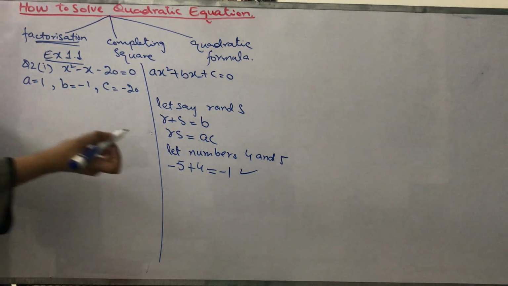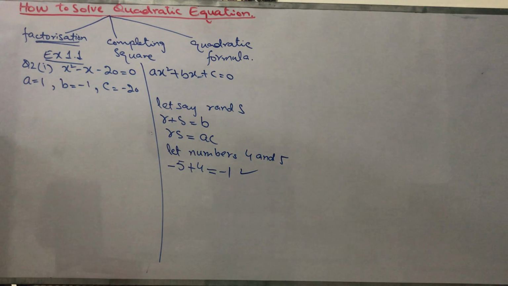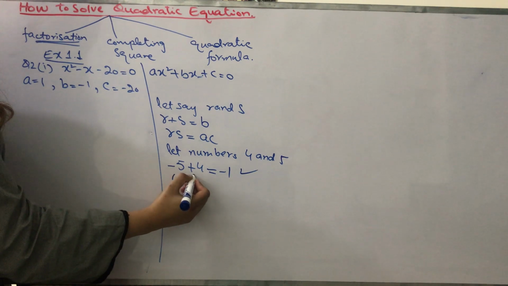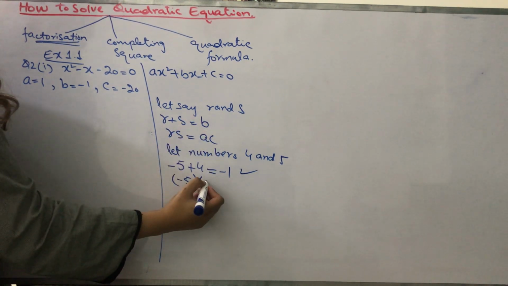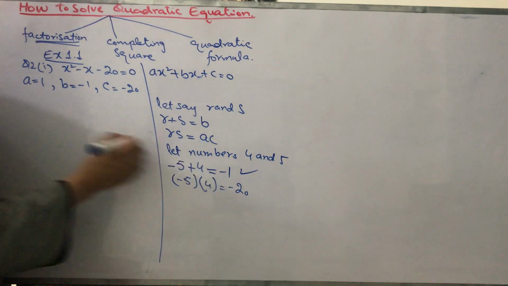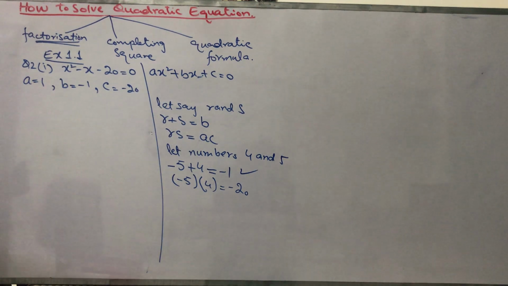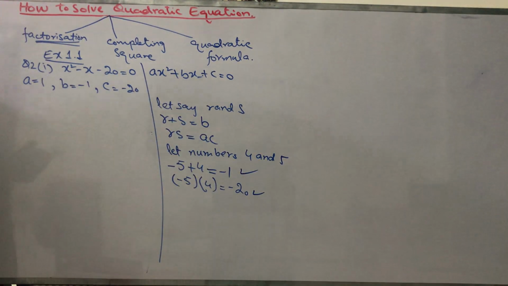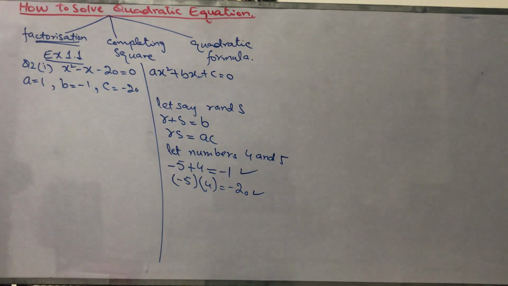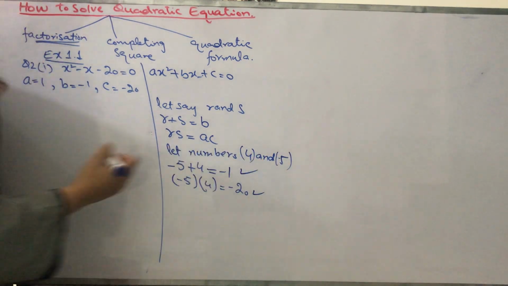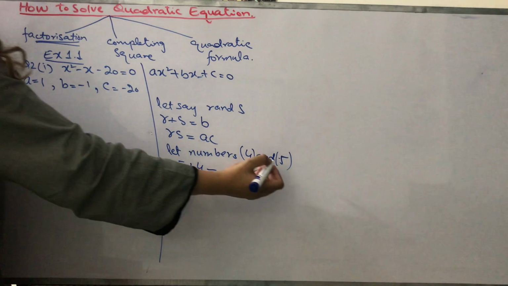Now the next, multiplication of rs is equal to ac. So when I multiply minus 5 with 4, my answer is minus 20, and what I need is ac, that is minus 20 into 1, equal to minus 20. So both my conditions are satisfied, right? It means these two numbers are correct. So 4 and minus 5: the first number is 4 and the second number is minus 5.